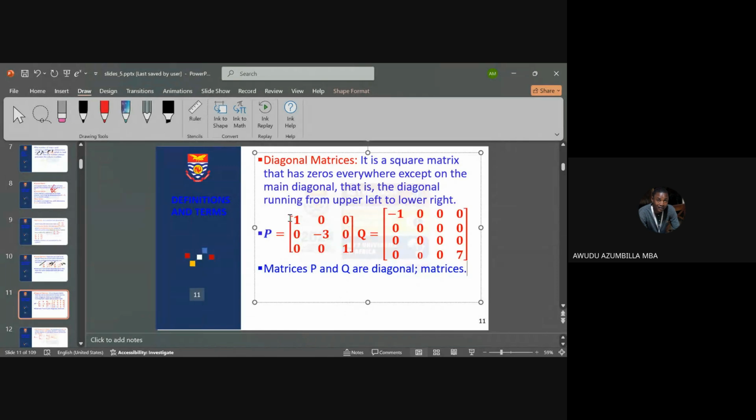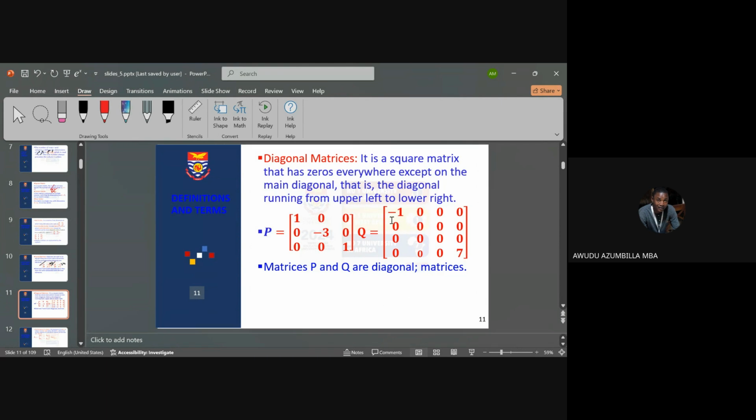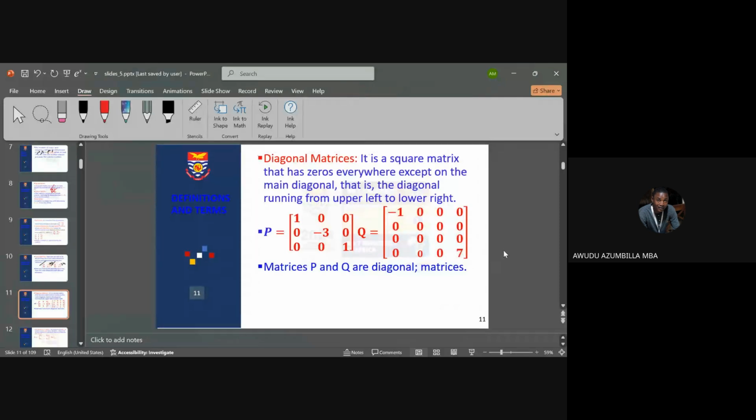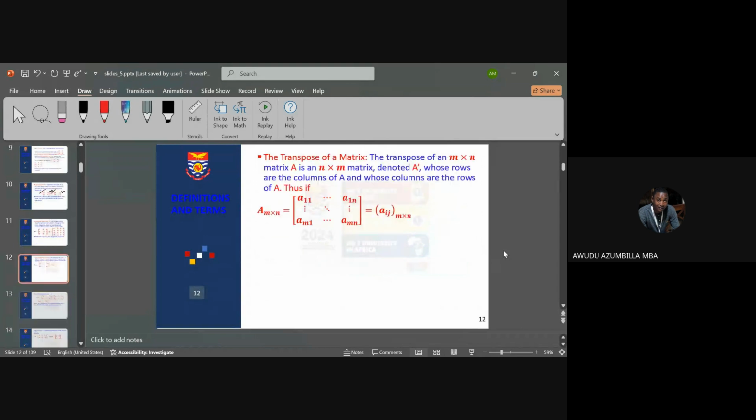Take note that this is not an identity matrix, because for a matrix to be an identity matrix, all the elements on the main diagonal should be 1, 1, 1. But here it is 1, -3, 1. This is not an identity matrix. This is a diagonal matrix. If you look at this one too, you can see that the main diagonal gives you -1 and 7, so it is called a diagonal matrix.